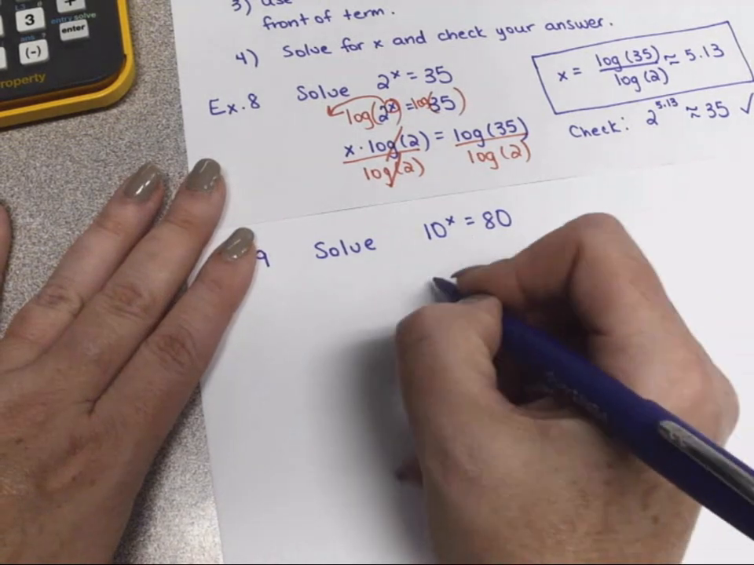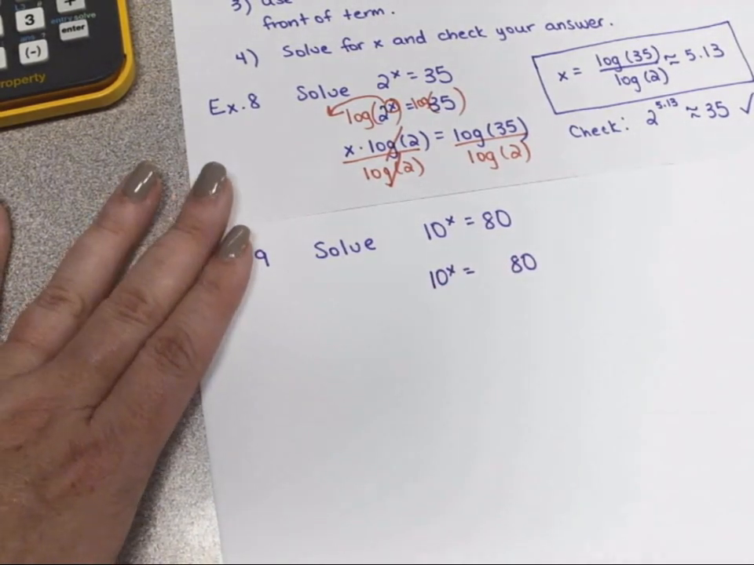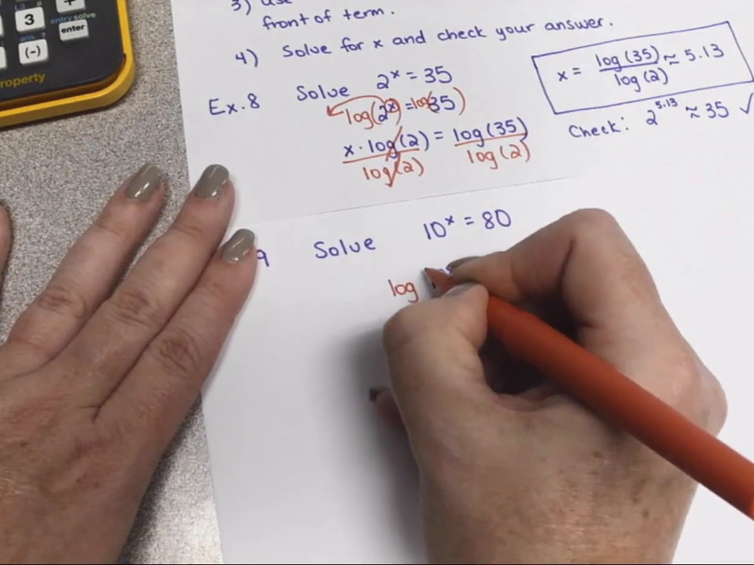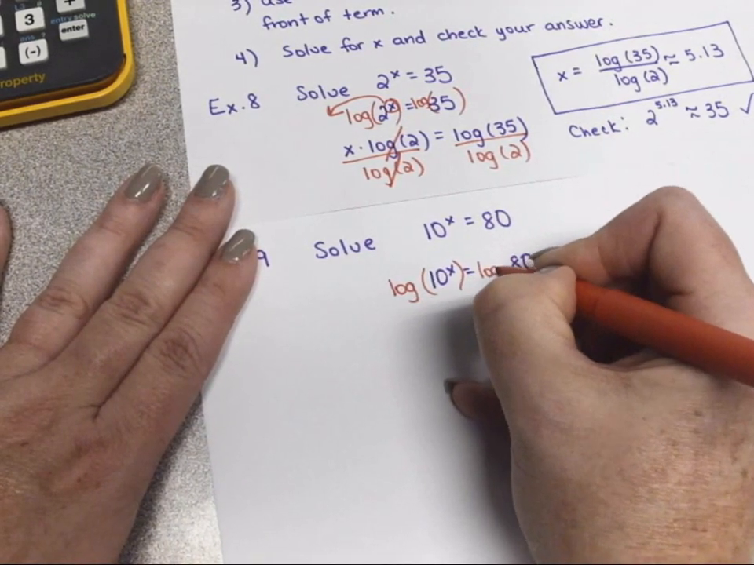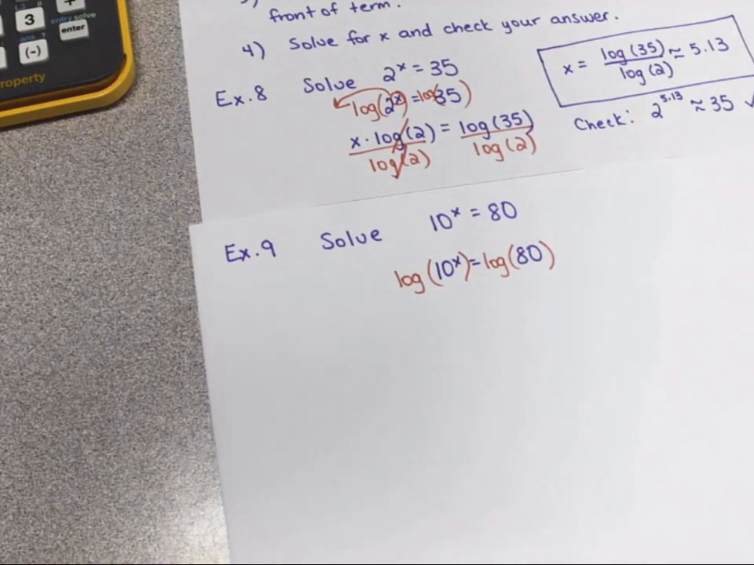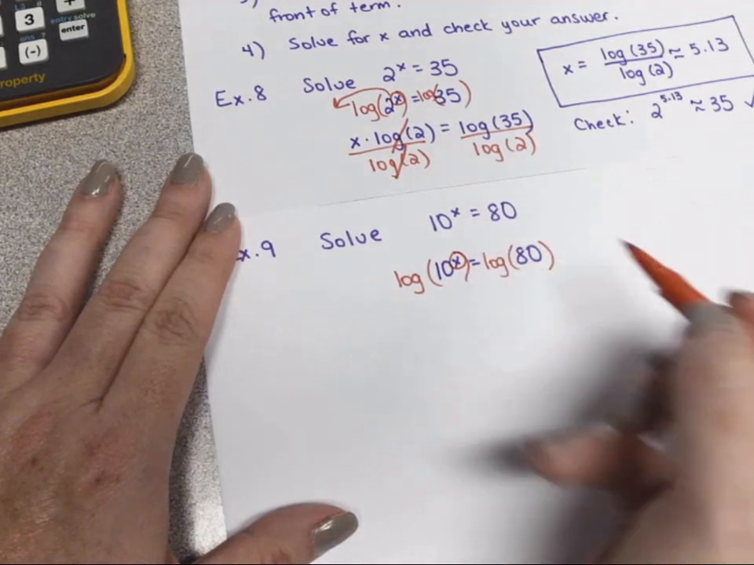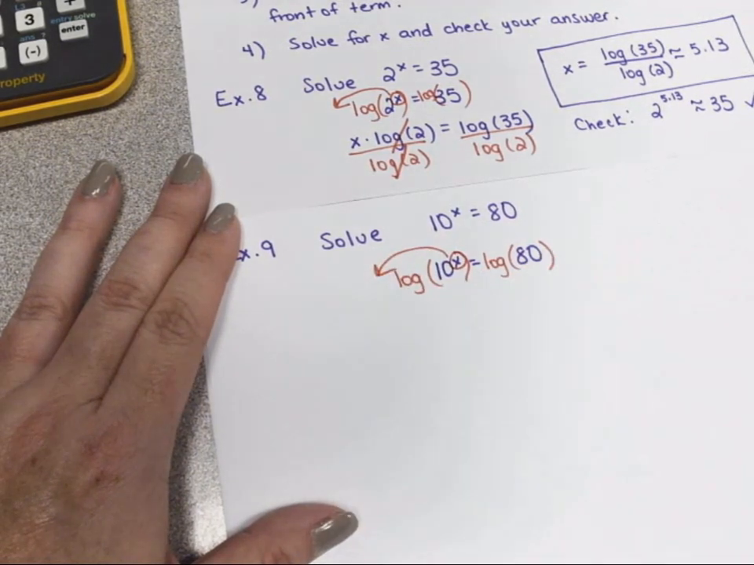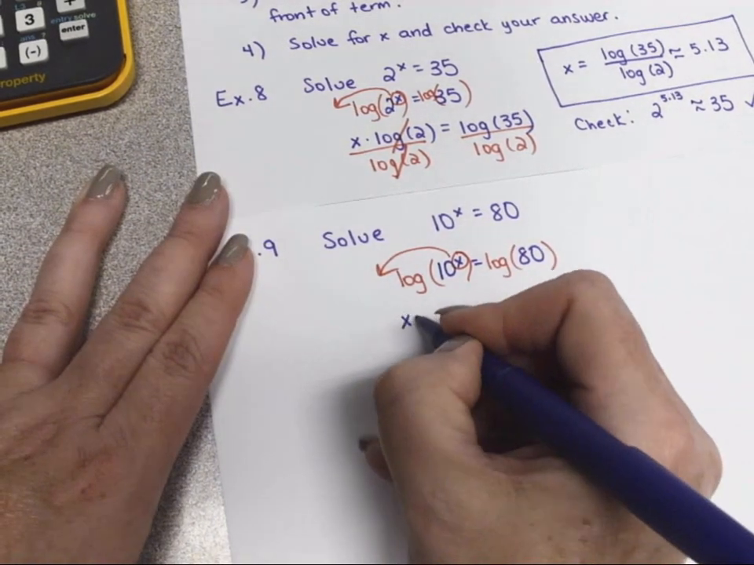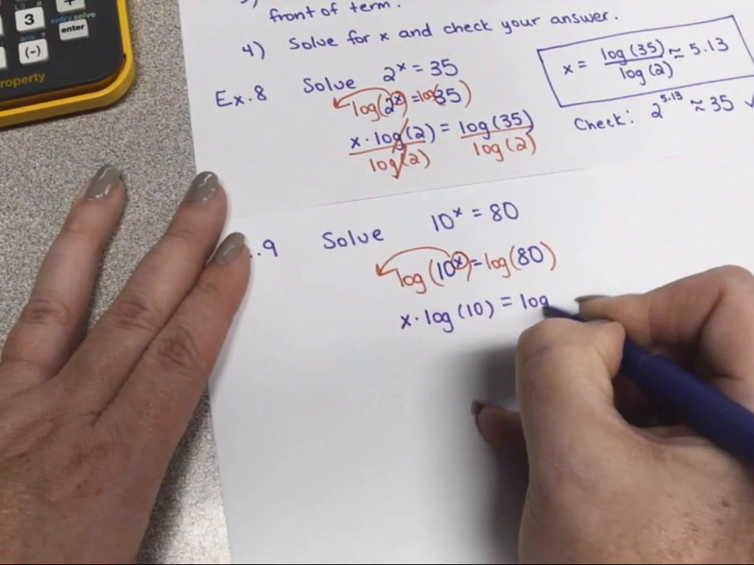So let's use our rules here. I'm going to rewrite this with some space. So I'm going to take the logarithm of both sides. Now you can use either log or ln, and I really don't care which one, but because it's a power of 10, I would definitely use log, because what's the understood base for log? 10. So we do this because it's going to allow us to move the x up to the front. So we end up getting x times the log of 10 equals the log of 80.